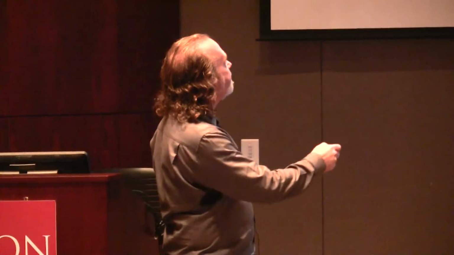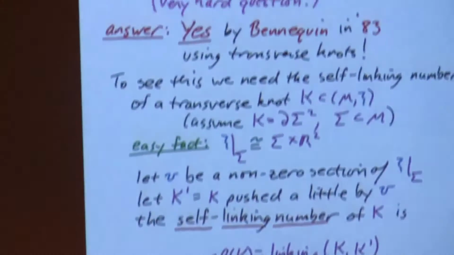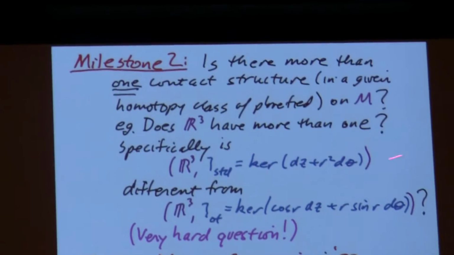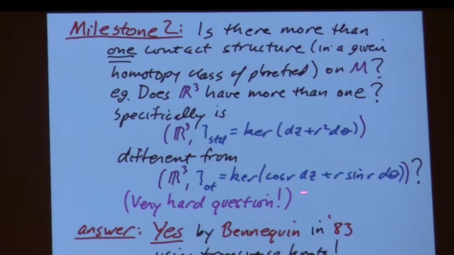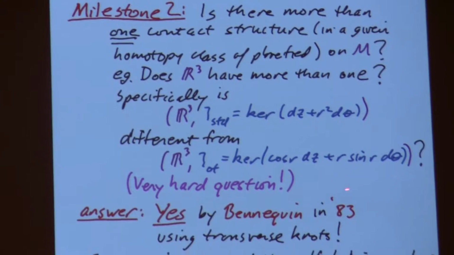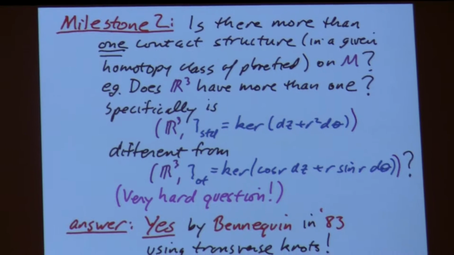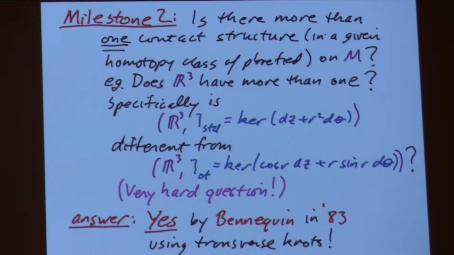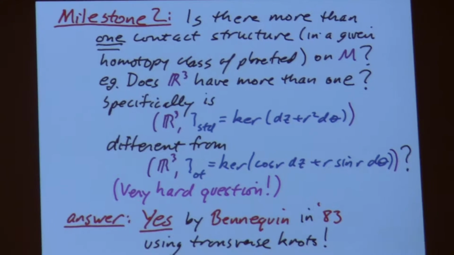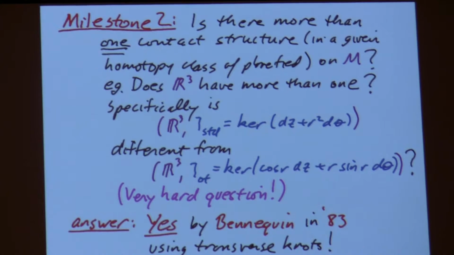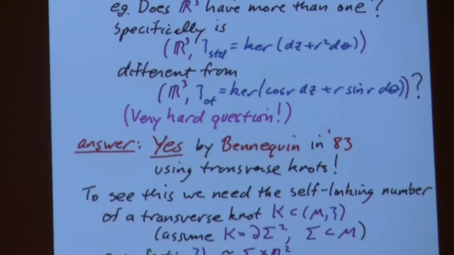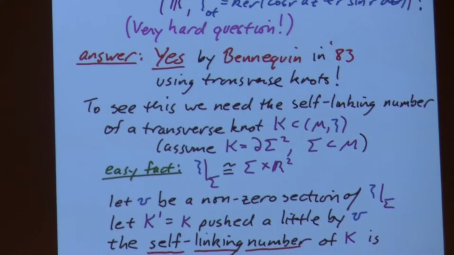And the most basic variant of that question is on R3, we have this nice simple contact structure I gave you on the second slide. And we also have this other one that kind of twists infinitely often. Are they the same or not? And that's actually quite a hard question. Nowadays, there's lots of ways you can prove that they are different. But the original way they were proved in 1983 by Bennequin was using transverse knots. So I'd like to sketch for you how that happened.